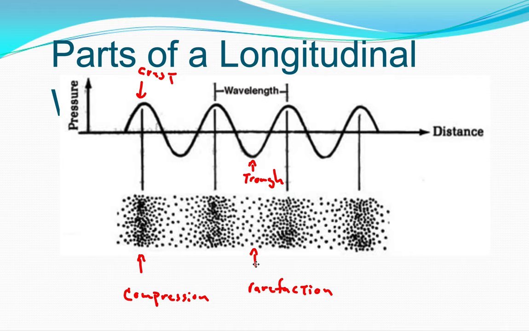So that's just equivalent to the trough. That's where the particles are pulled apart the most. So in a sound wave, you guys saw what happens is the particle moves to get squeezed, and then it moves so that everything is pulled apart, and then it returns to its original position. So the compression is equivalent to the crest, rarefaction equivalent to the trough.